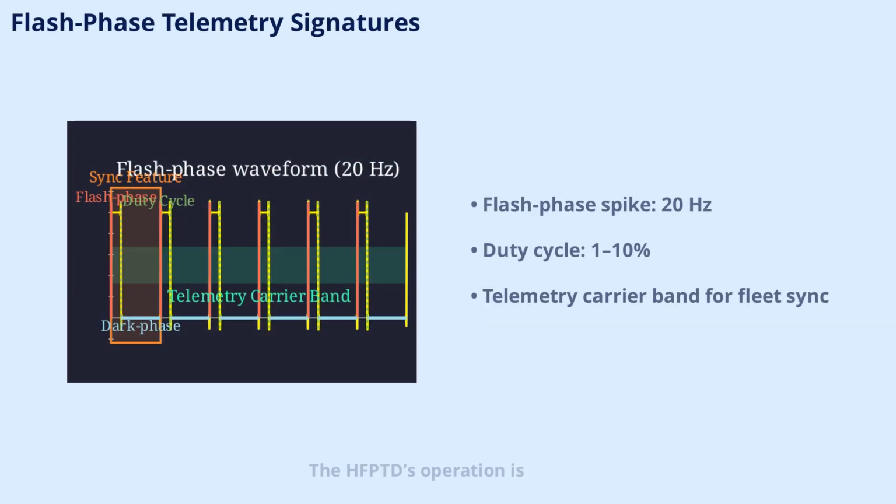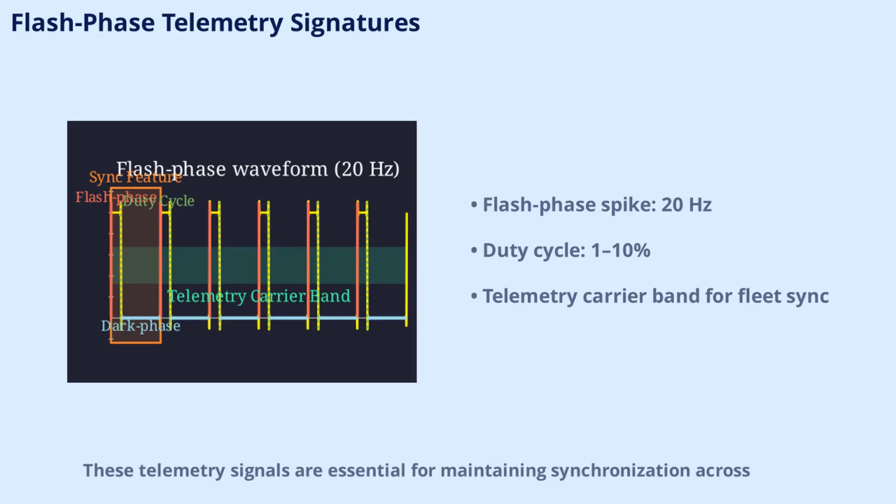The HFPTD's operation is characterized by distinctive telemetry signatures: flash phase pulses at 20 Hz with duty cycles as low as 1% create a unique waveform that can be monitored for diagnostic and fleet coordination purposes. These telemetry signals are essential for maintaining synchronization across multiple craft and for verifying system health during operation.